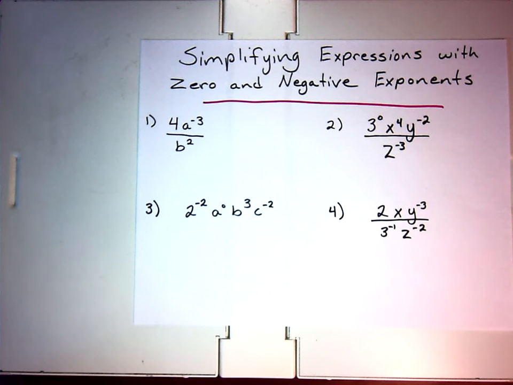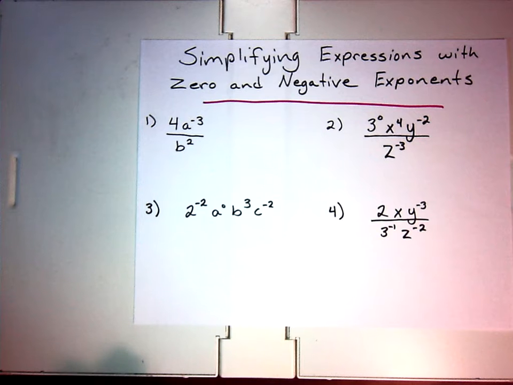So here we have 4 different problems that deal with simplifying expressions with zero and negative exponents. So remember, for this, when we have zero exponents, anything to the 0th power in math, we consider it to be equal to 1.